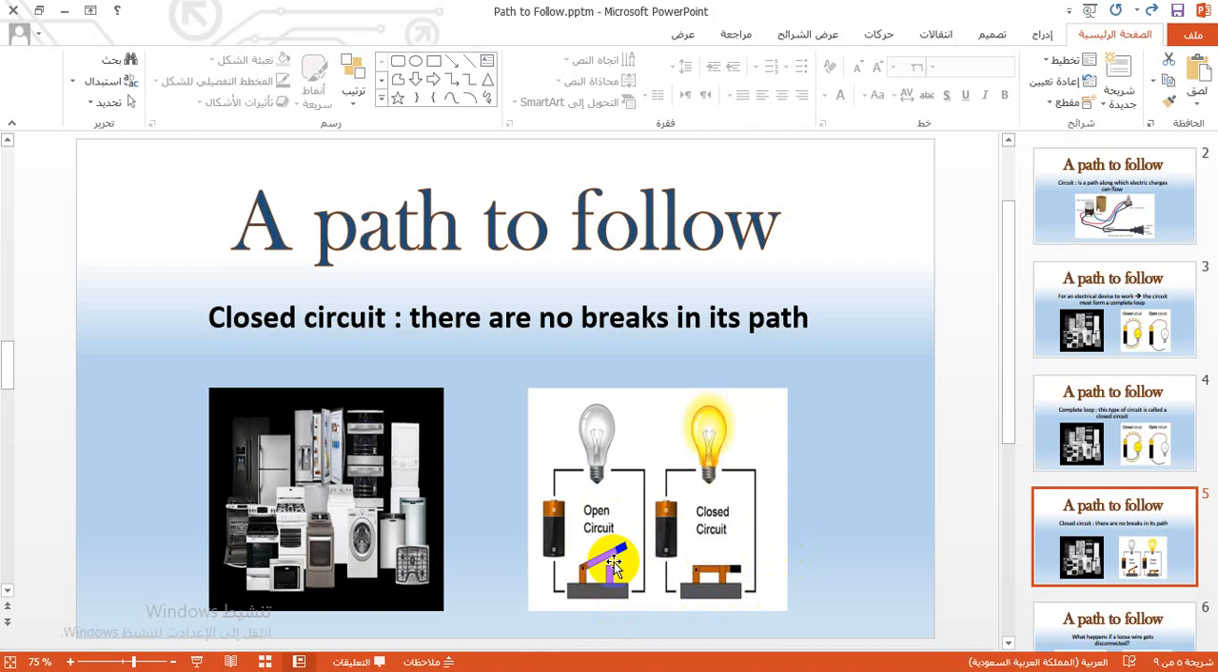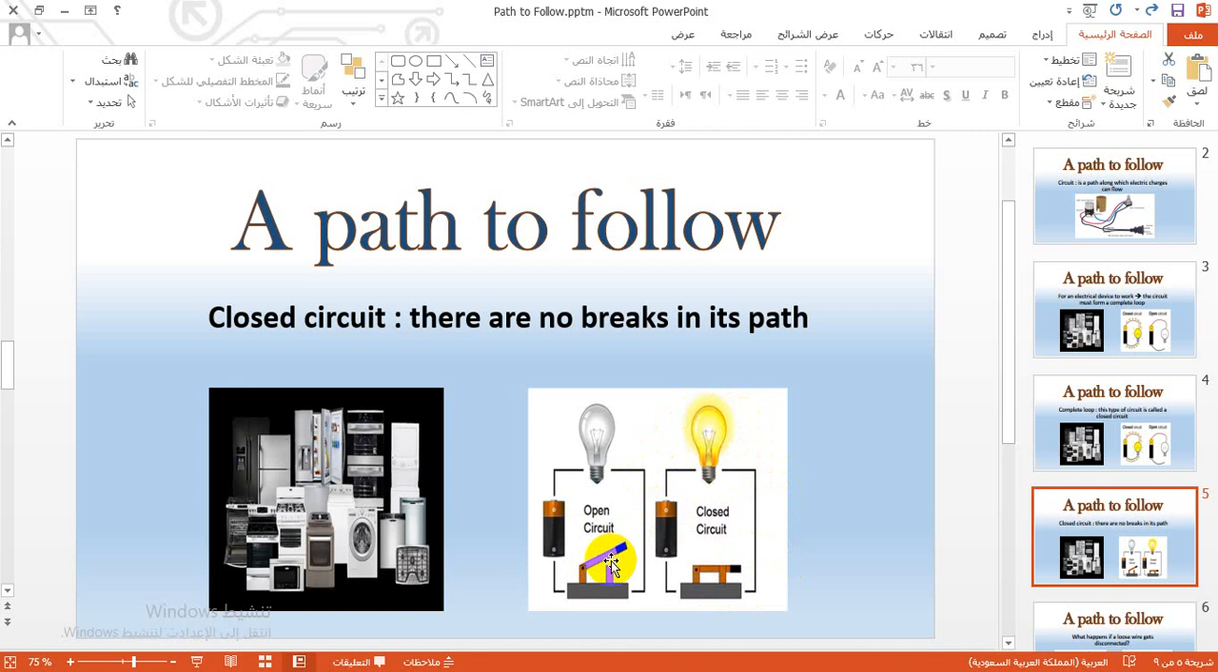To allow the flow to move, or to prevent the flow from moving. That's what I mean. To allow the electric charge to move or flow, or to prevent the electric charge from moving. So in the closed circuit, there are no breaks. It allows the electric charge to move easily without breaks. Okay, guys, this is what we mean.